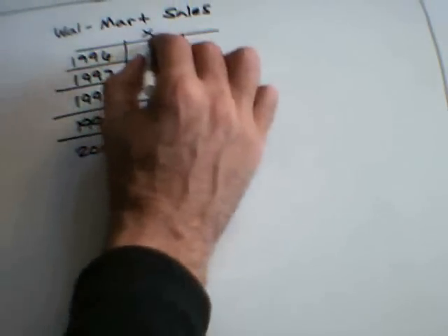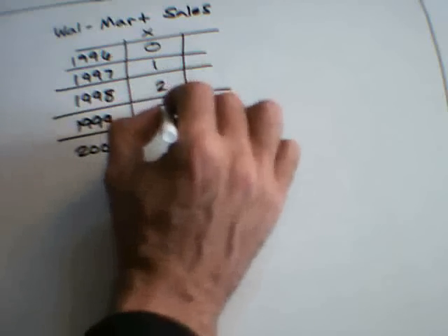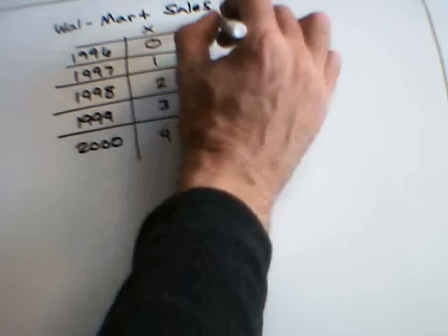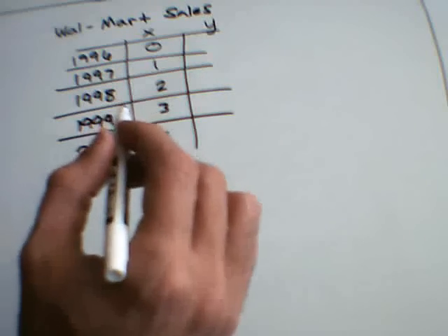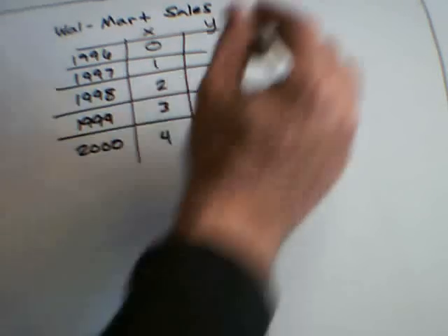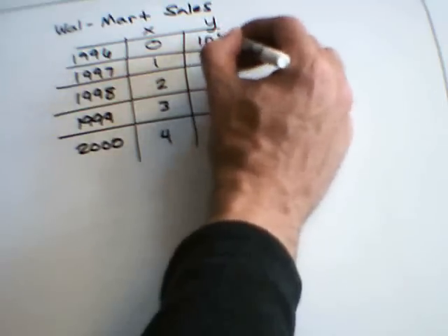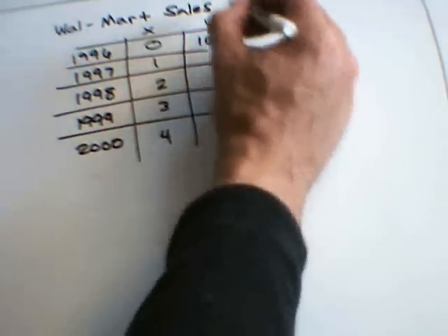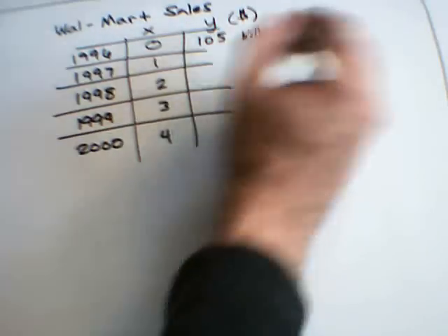What we're going to do is let x represent the years since 1996. So starting at 1996, x will be 0, and then x would be 1, 2, 3, and 4. For y, we're going to let that stand for the sales in billions of dollars. Okay, so in 1996, we're going to say that Walmart sold $105 billion in sales.